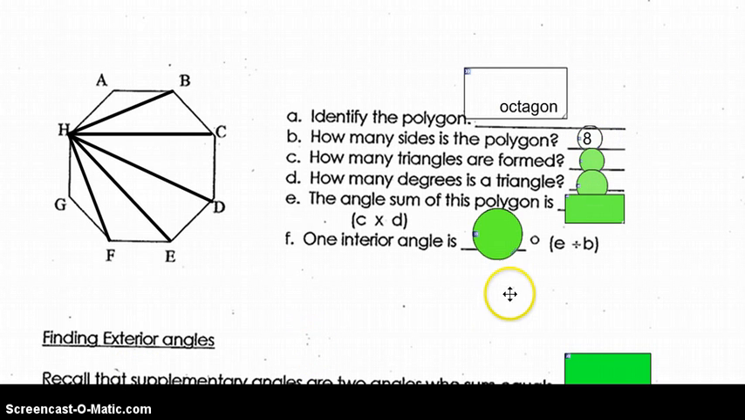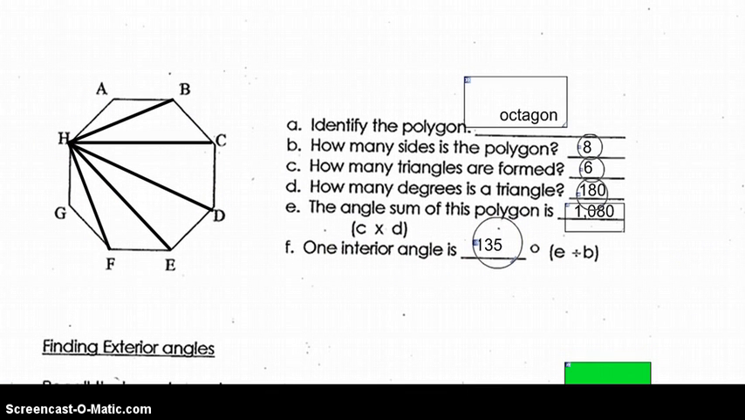How many triangles are formed? This one makes 6 triangles. And how many degrees is in a triangle? 180. The angle sum of this polygon, if we take 180 times the number of triangles, or 6, gives us 1080 degrees total for this polygon. In order to find one interior angle, we will take that total and divide it by 8, which gives us 135.